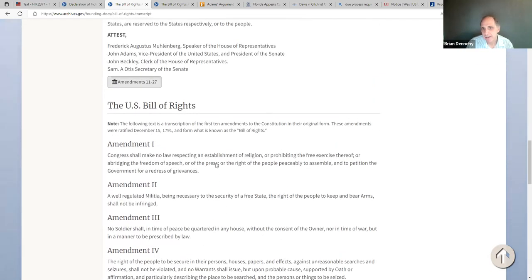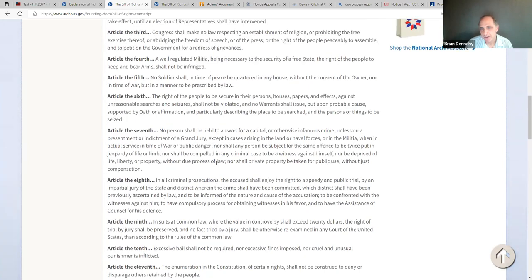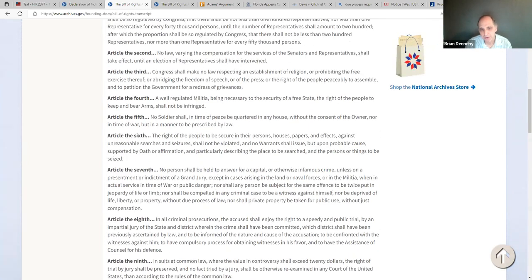So I think a good way to illustrate this, and there's another case, NRA versus Bruin. And again, I didn't read the case.